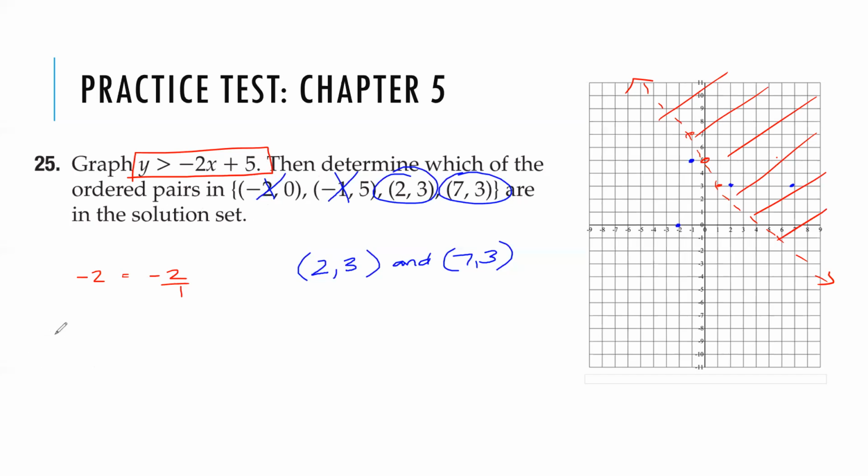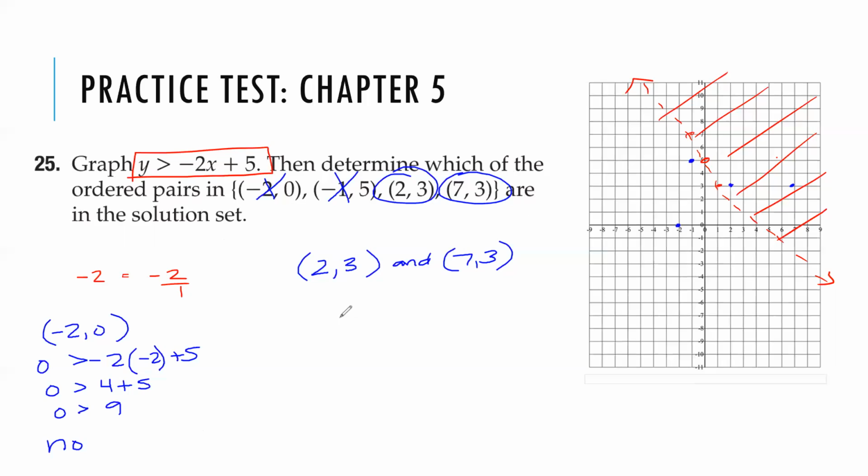So let's say it was, let's do negative 2, 0. So we plug in 0 for y is greater than negative 2, and for x, we're going to put in negative 2 plus 5. Remember, I'm just plugging this into the original inequality. So I end up with negative 2 times negative 2, that's positive 4. And 4 plus 5 is 9. Is 0 greater than 9? No. Okay, it is not. So that is not on the graph.